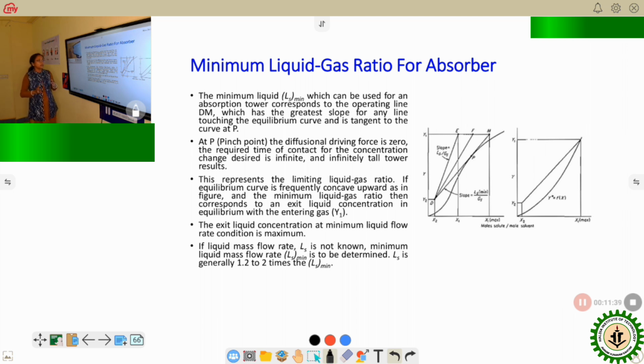We need to operate the tower above this flow rate, and the concentration at the outlet of the tower will be more than at the minimum liquid flow rate. So as the actual liquid flow rate, we have to take a value approximately 1.2 to 2 times the minimum liquid flow rate, and then we can get a better result for the outlet concentration.